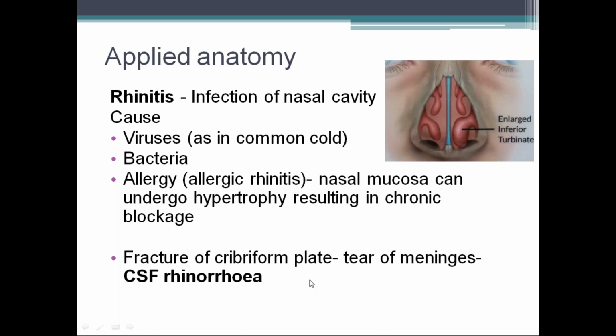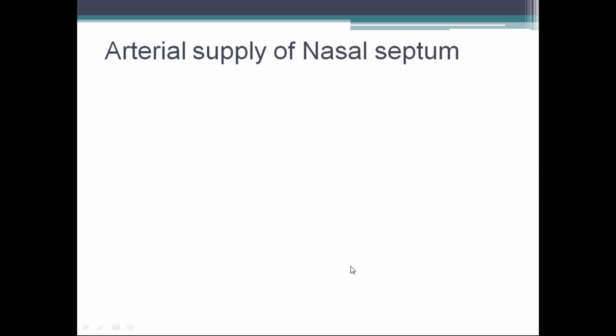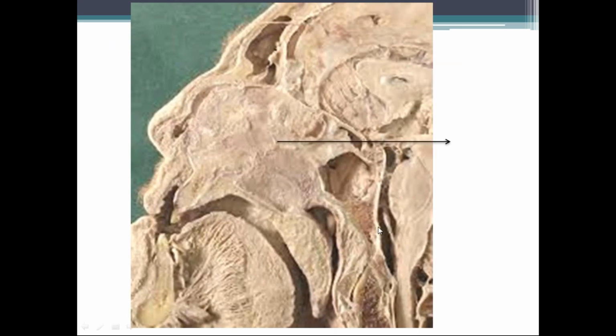Okay, so with this I'll finish the nasal septum. And you can see some cadaveric images of the nasal septum. This is again the sagittal section of the head and neck. You can see the nasal septum here. So this is the oral cavity. You can see the hard palate, and this is the soft palate. You can see the sphenoidal air sinus. This is frontal air sinus, and here is the nasopharynx.